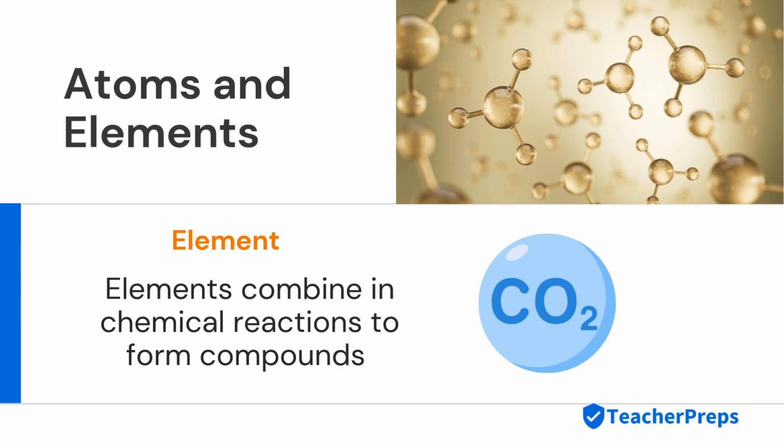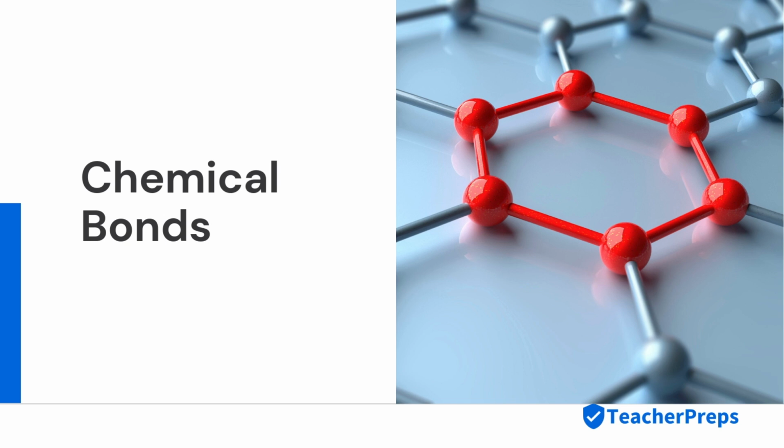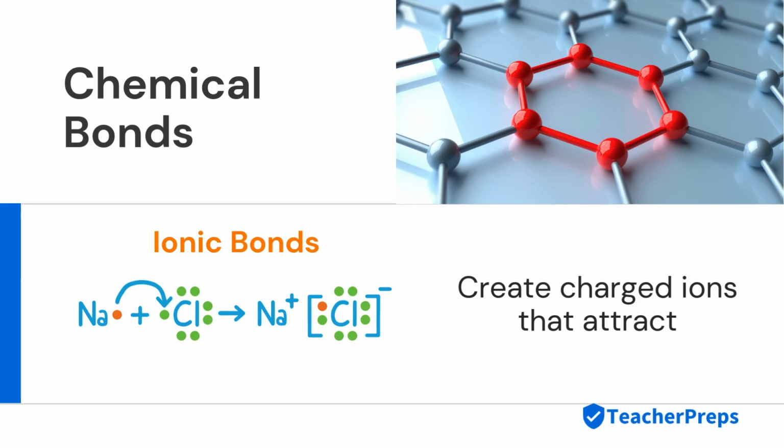When elements combine through chemical reactions, they form what's called compounds. For example, on your screen you can see CO2. Atoms form chemical bonds in order to create more stable electron configurations. Types of chemical bonds include ionic bonds. This happens when one atom gives up one or more electrons to another atom, creating charged atoms that stick together. An example would be sodium chloride, which has the chemical formula that you can see right now, NaCl.